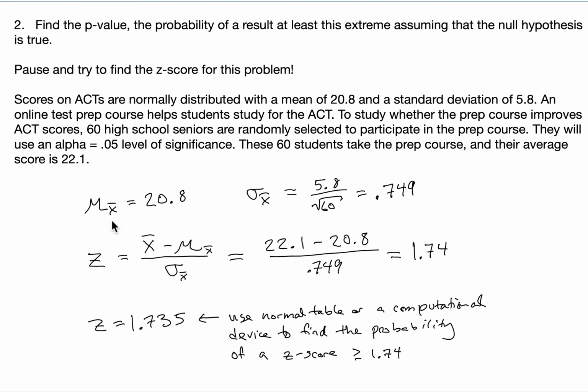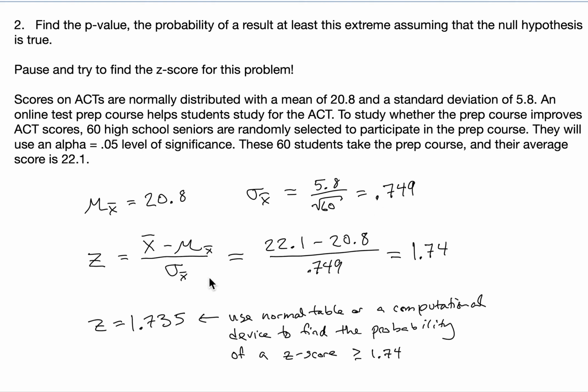We have our mu sub x bar. The mean of the sample means is the same as the original mean according to the null hypothesis, 20.8. Sigma sub x bar is the old standard deviation divided by the square root of the sample size, so 5.8 over the square root of 60, which gives us 0.749.